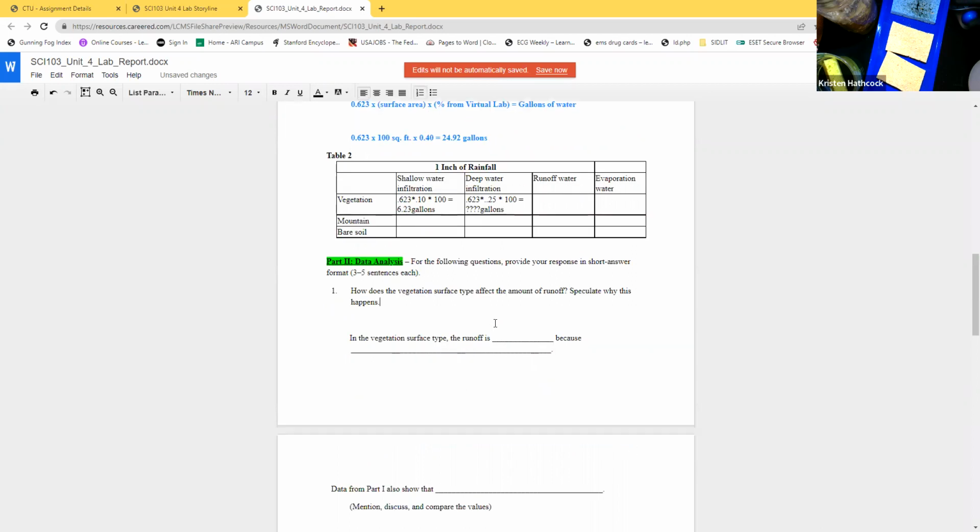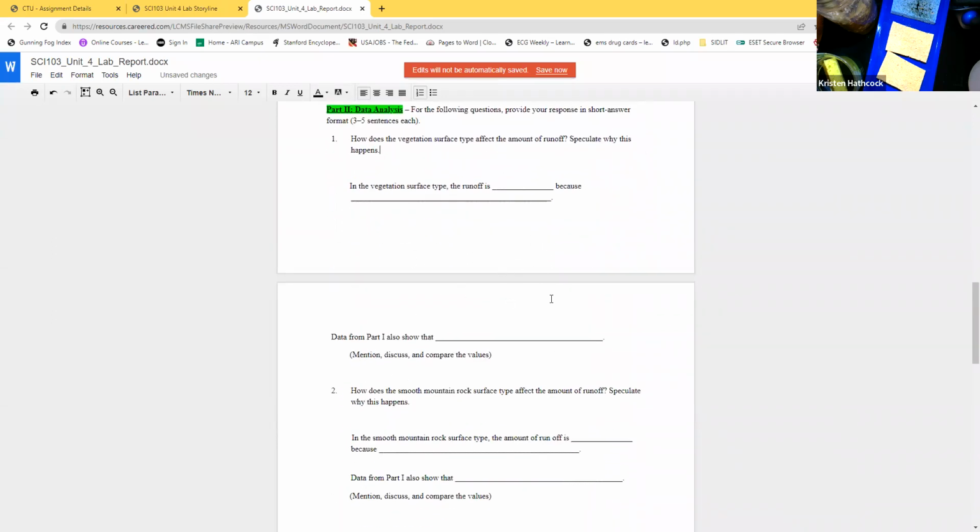So then the next part is you're going to look at the vegetation surface and does it affect runoff? Why do you think this happens? You can find that information that you need in your textbook and your resources like Muse. So does vegetation keep water in the soil? Does a mountaintop act a lot like a slide? Does the water go somewhere? So those are the questions that you're going to be answering.